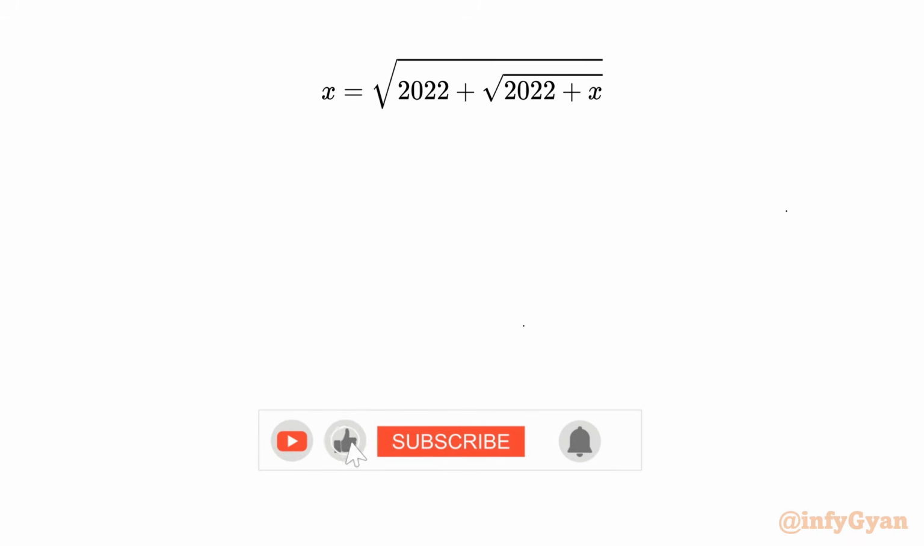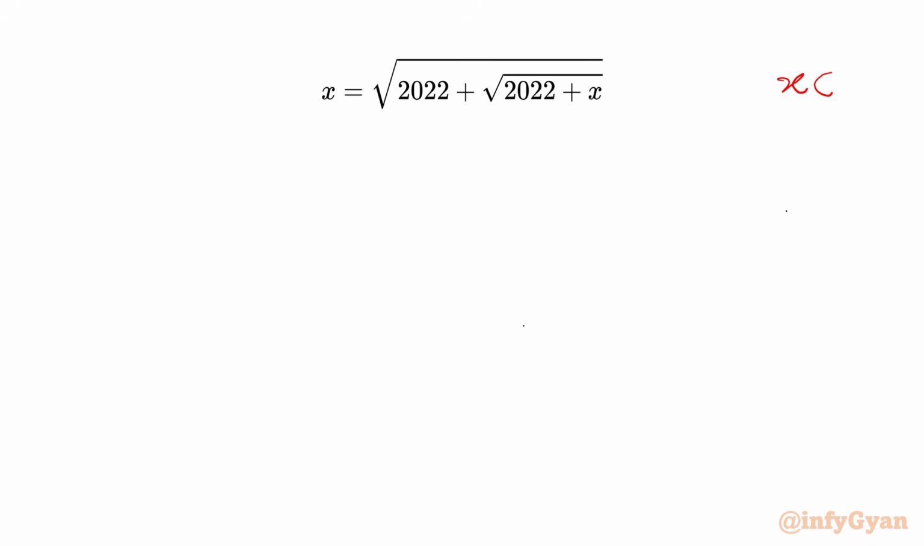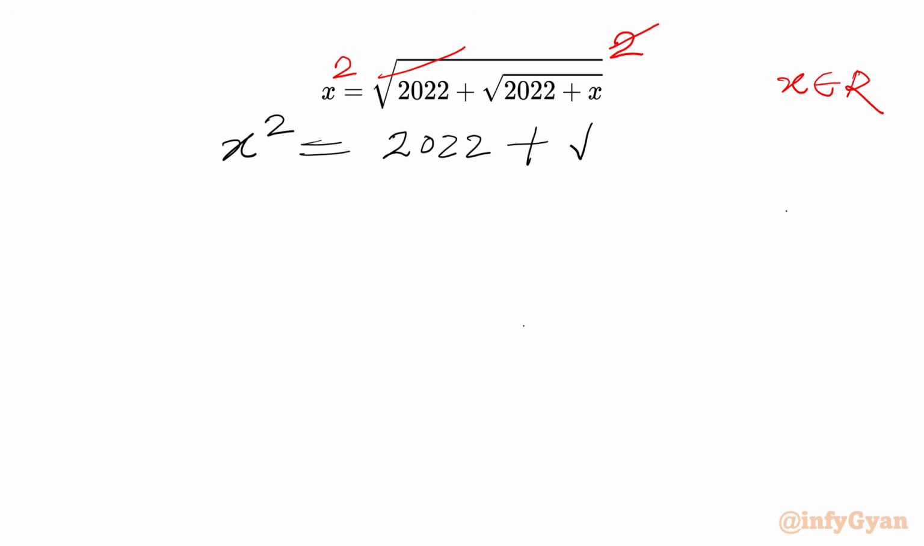Today we are going to take up one very interesting and challenging question from Stanford Math Tournament 2022. So let's get started. Given that x belongs to real numbers, we have a square root in the RHS. So we can think about squaring both sides. So we will cancel a square root with a square from the right hand side, and we will write the equation x square equal to 2022 plus square root 2022 plus x.